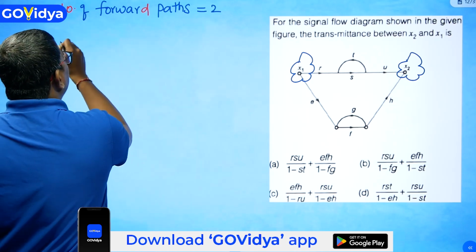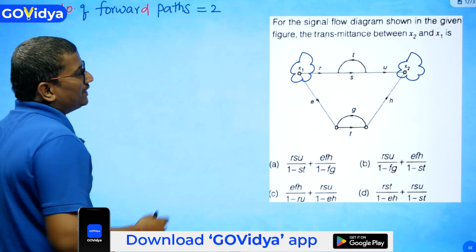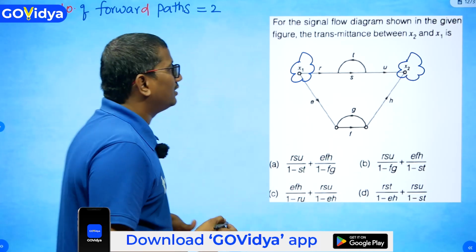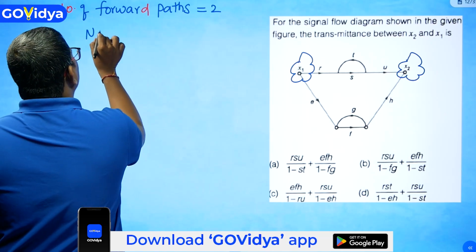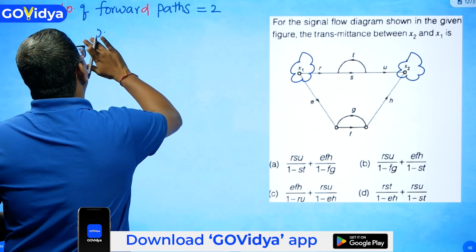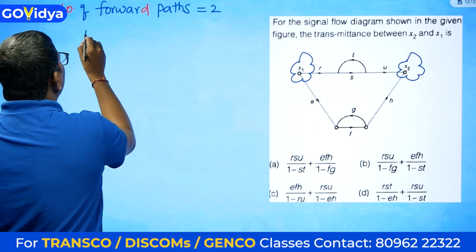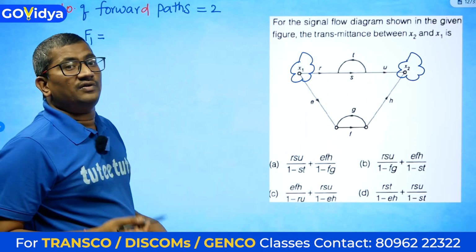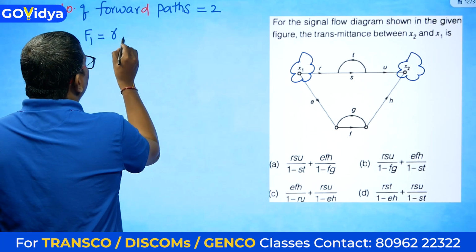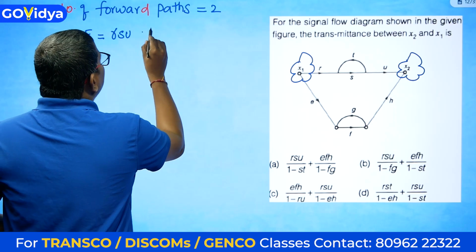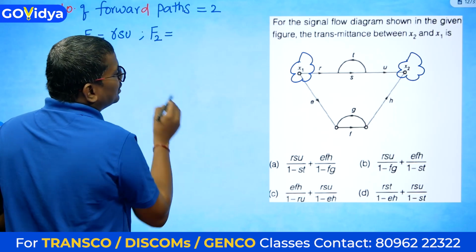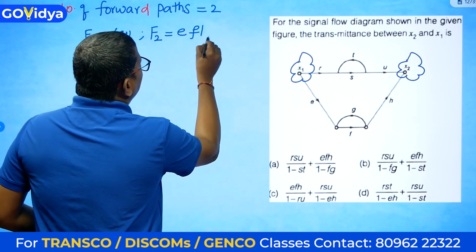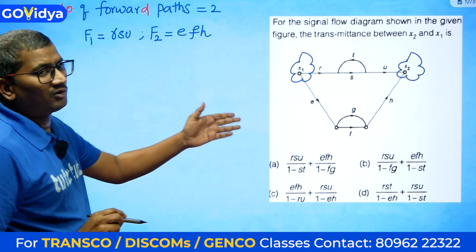So as per Mason's gain formula, we know that, but before that, let us identify what are all the forward paths, what are all the loops, what are all the non-touching loops. Let me write the forward paths first. Forward path F1 is equal to RSU, the gain of the first forward path. What is the second forward path? EFH. Those are the two forward paths.